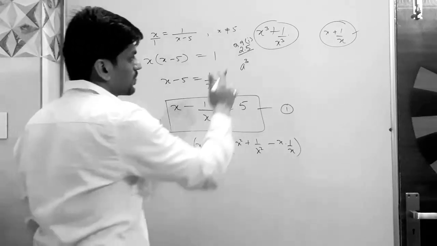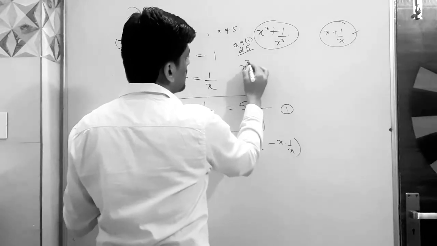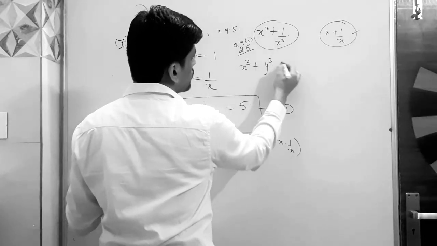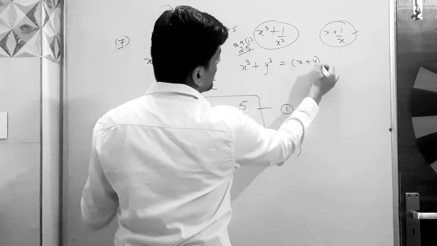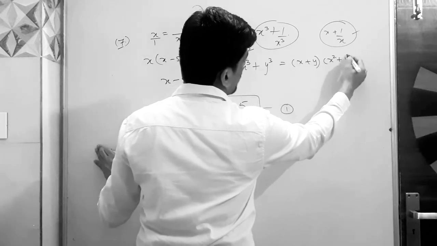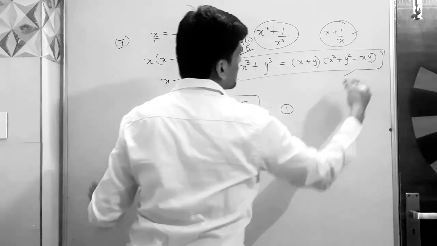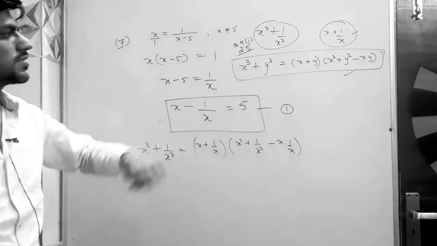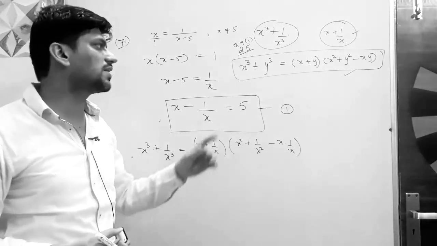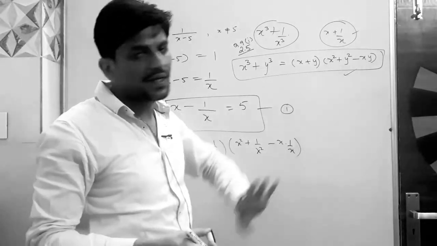Okay, first part, the identity was written that x cube plus y cube is x plus y times x square plus y square minus xy. You can check out my videos. I have covered this identity, I have proved this identity, verified this identity also as per the NCERT syllabus. This is a very important identity.